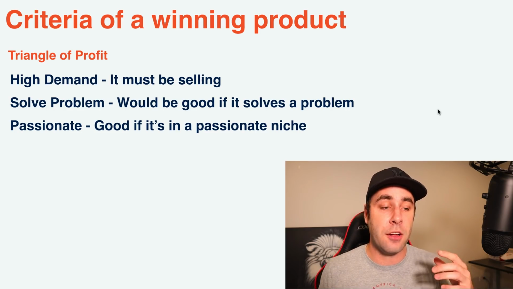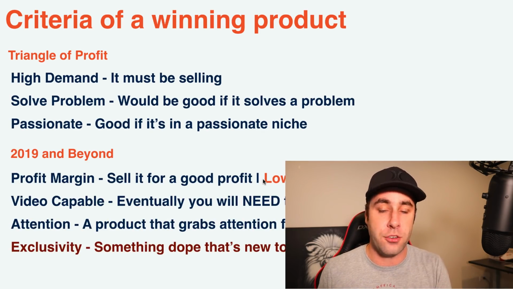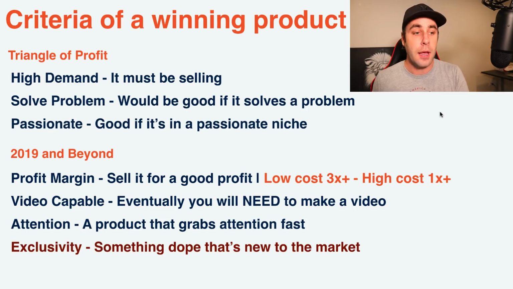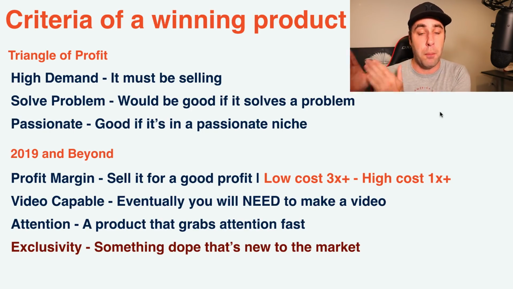But there's actually something else that I've added to this now. There are more points, so it's not really called the Triangle of Profits anymore. For 2019 and beyond, guys, Facebook advertising is getting a little bit more expensive, so we have to focus on a few more points. Number one is profit margins. Sell it for a good profit margin. What I mean by that is if it's low cost, like let's say you get the product for 10 or $20, you want to sell it for 3 times that, at least 3 times or more.